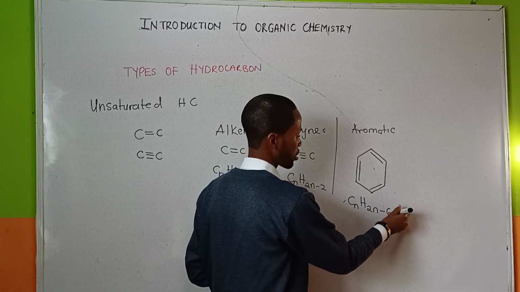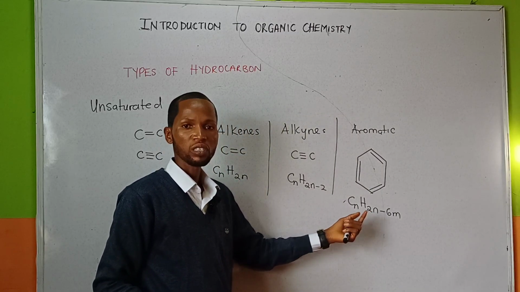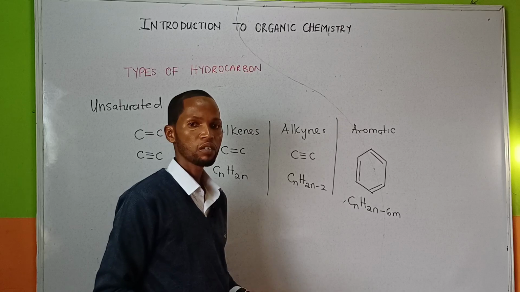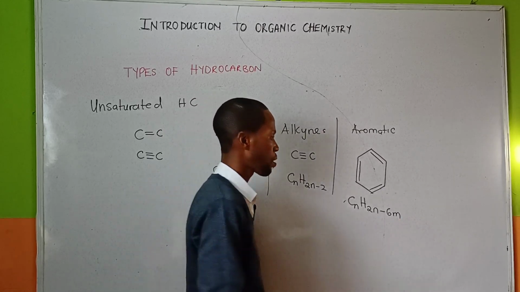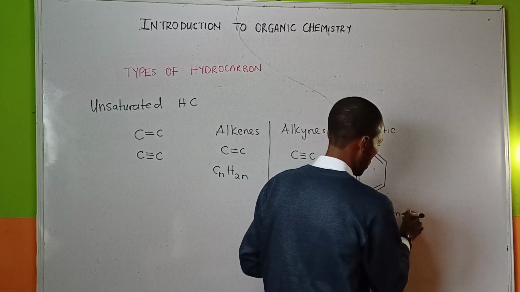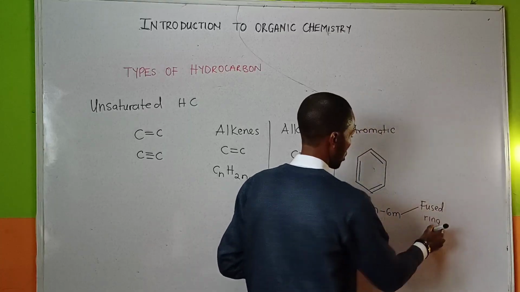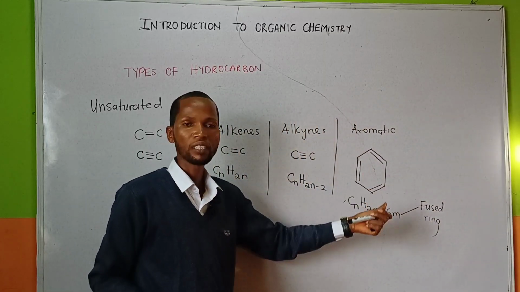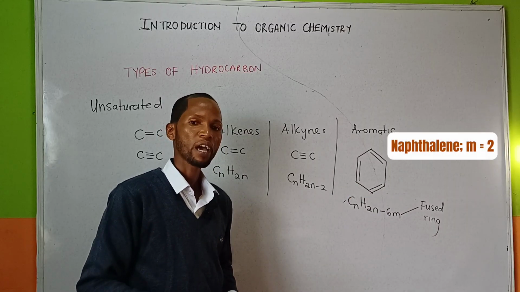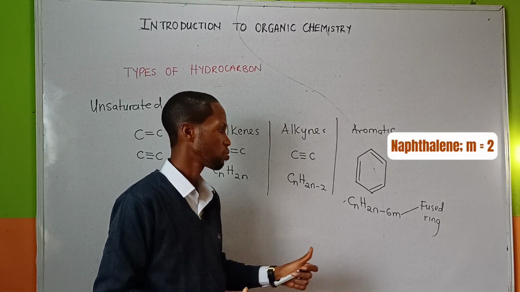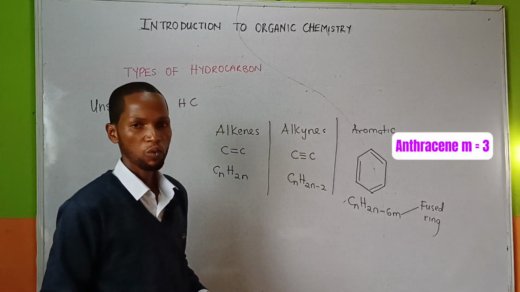CnH2n-6m. Recall that n denotes the number of carbon atoms in the formula, while here m denotes the number of fused rings. Like in the case of benzene, the ring is not fused. When we get to naphthalene, we have 2 fused benzene rings, so m will be 2 in the case of naphthalene. For anthracene, m will be equal to 3.